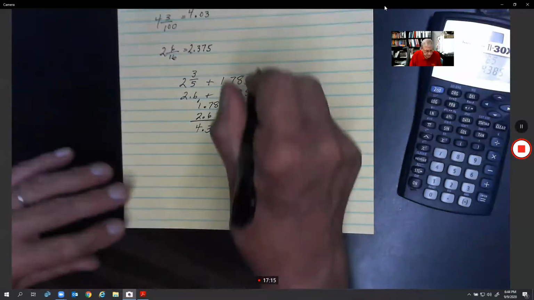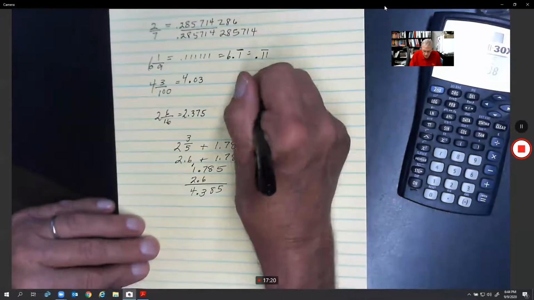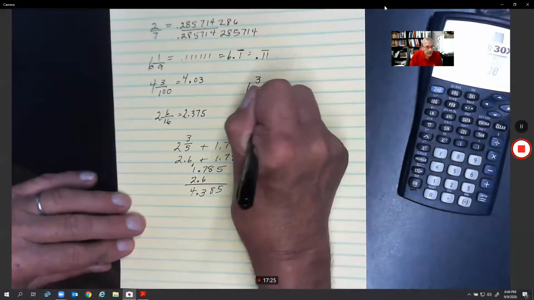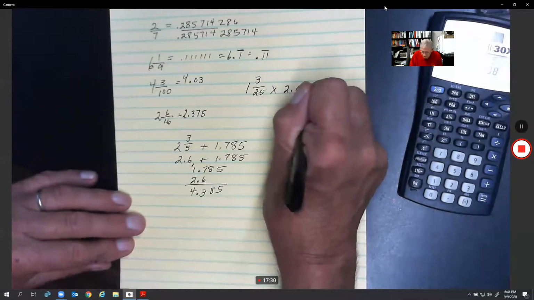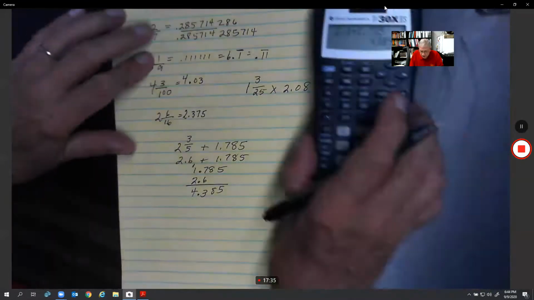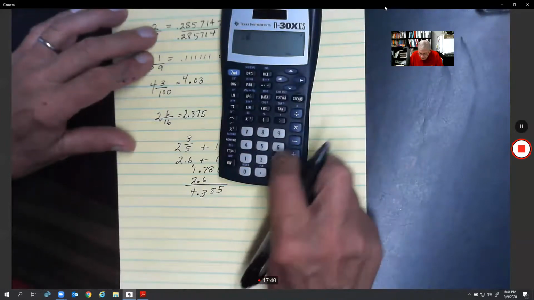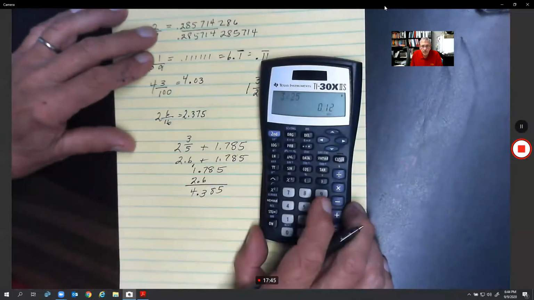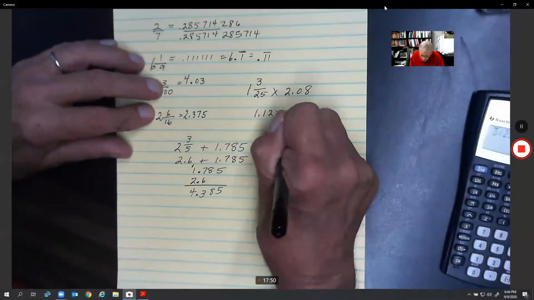How about this one? 1 and 3/25 times 2.08. Now that one does look kind of hard. Okay, well, let's first of all change 3/25 on our calculator. 3 divided by 25 is 0.12. So this is 1.12 times 2.08.